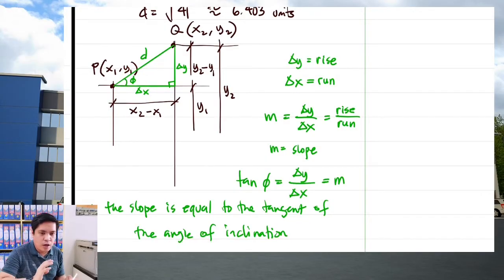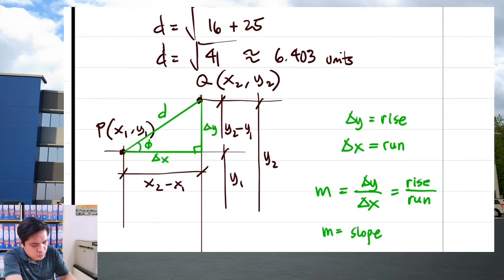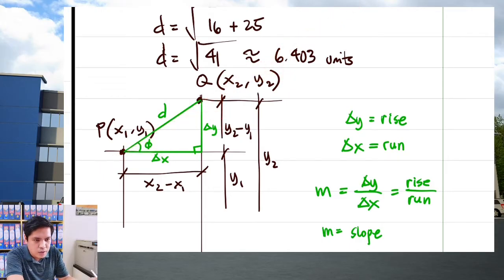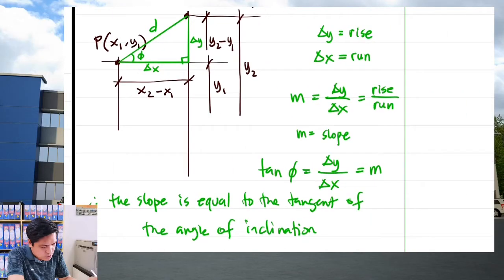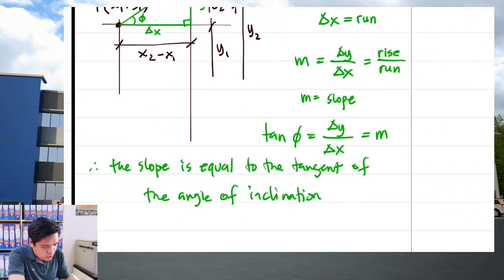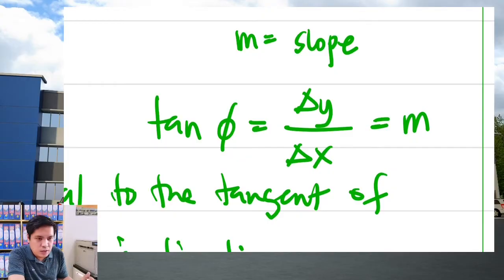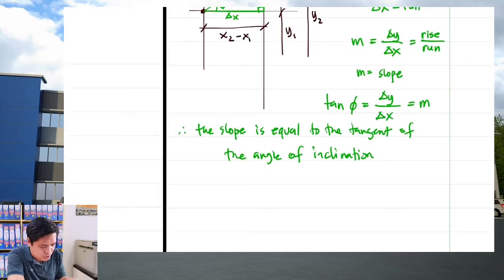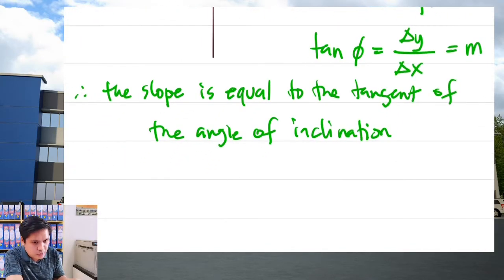If we are describing just a line, that means the slope is constant, diba? So any point within the straight line, the changes are constant. Ang slope niya dito, rise over run, the same as here, the same as here. So all throughout this line, constant siya. Okay? So for a straight line, the slope is just equal to the tangent of the angle of inclination. Okay, so that's it.